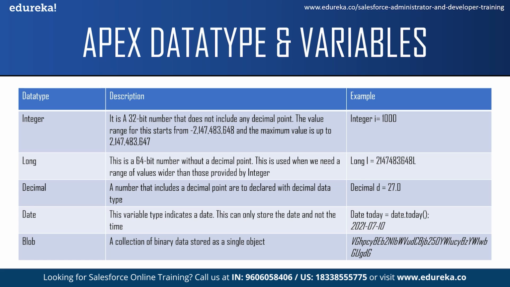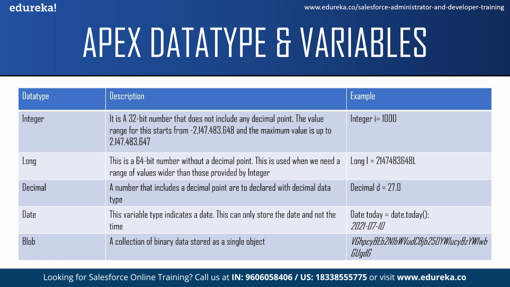By default, all the currency fields are automatically assigned to the type decimal. Also, if you want to add more numbers after the decimal point, you can use the double data type. Next we have the date data type. This variable data type indicates a date, but it can only store the date and not the time. If you want both the date and the time, we can use the datetime data type, which is a value that indicates a particular day and time.